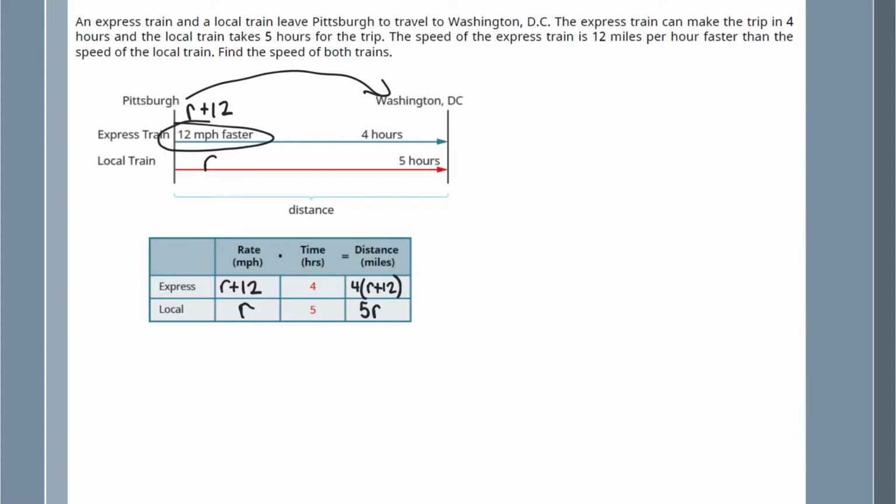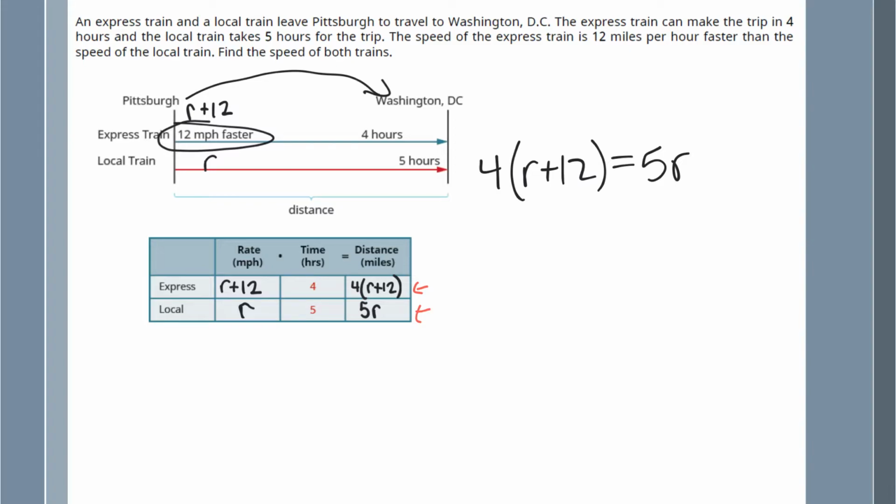All right, at this point now we have to find out some relationship between what's going on in these two things, the express train and the local train. And actually what's happening here is that they're traveling the same distance. So that means that their distances are equal. So what we can do is we can set those two distances that we just created, that 4 times the quantity of r plus 12 and that 5r, we can set those two distances equal to one another. So that'll say 4 times the quantity of r plus 12 is equal to 5r.